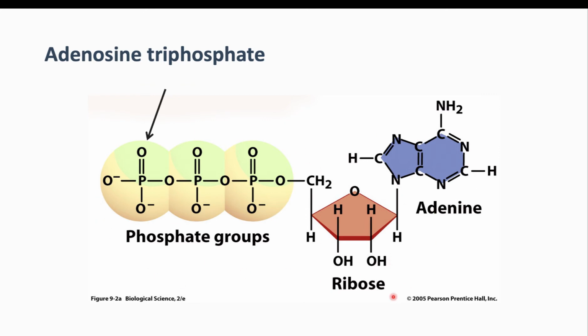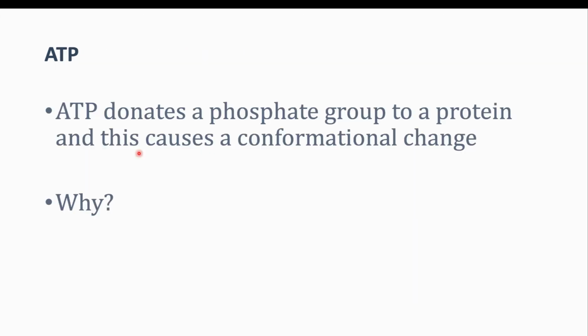And we have the adenine, the ribose, and then the three phosphate groups. And this is what we're focusing in on for phosphorylation. This last phosphate group can be removed from ATP and transferred onto particular amino acids of proteins and covalently bonded to them. And we're going to see that this covalent bond of an inorganic phosphate group onto a protein is going to change its shape. ATP, we're going to say, donates a phosphate group, and this causes a conformational change. So then the question is why?